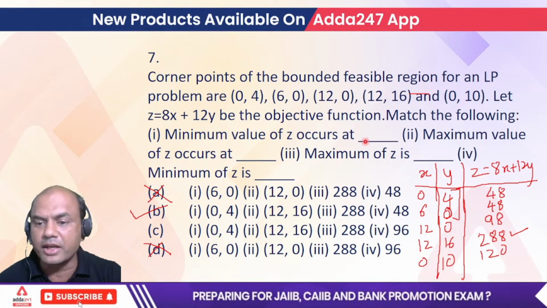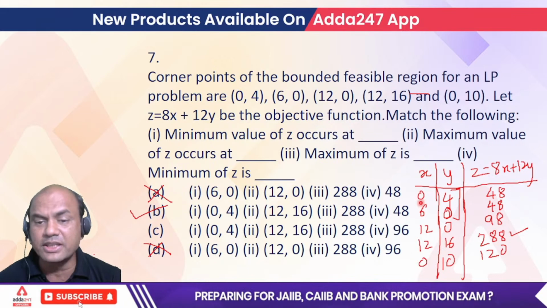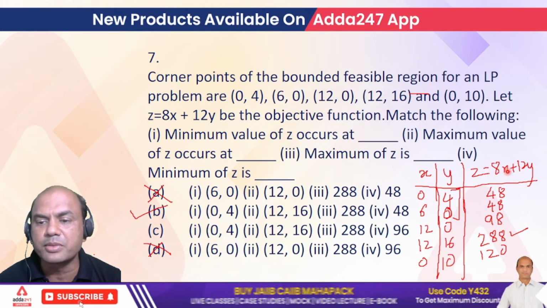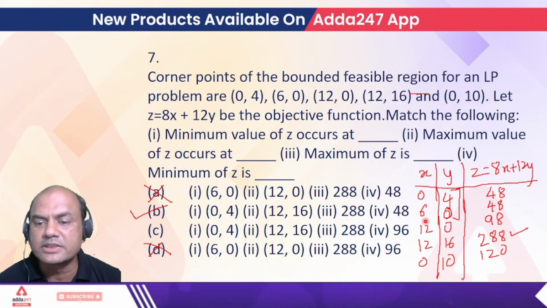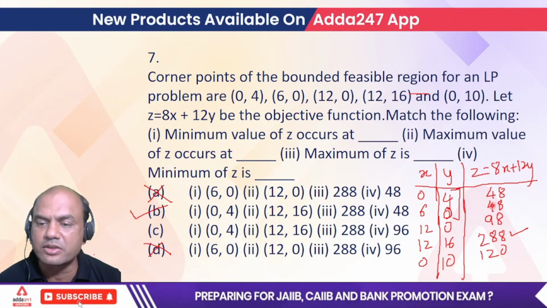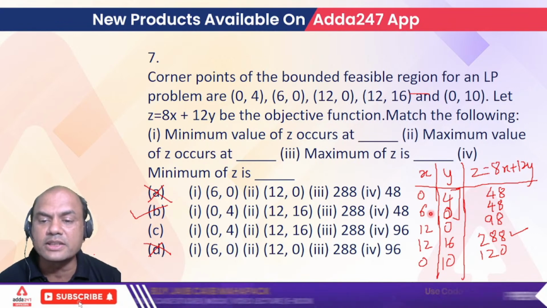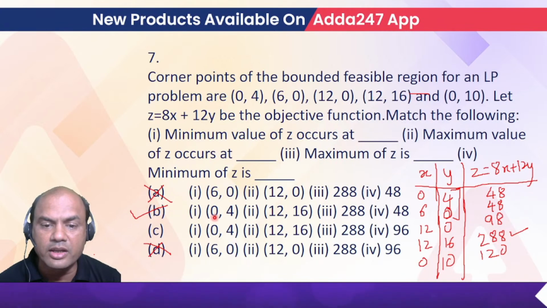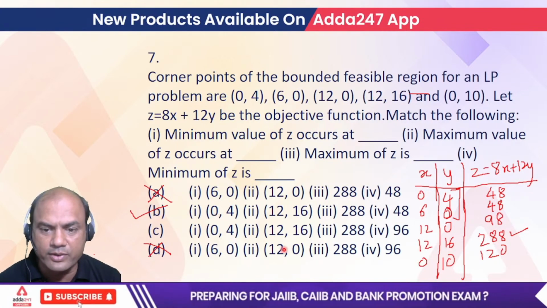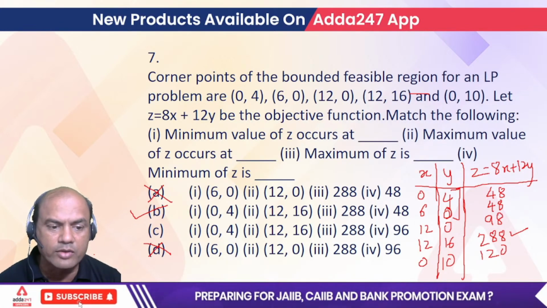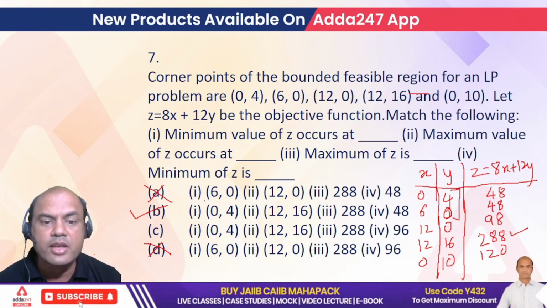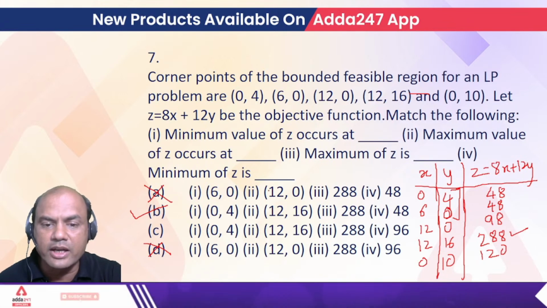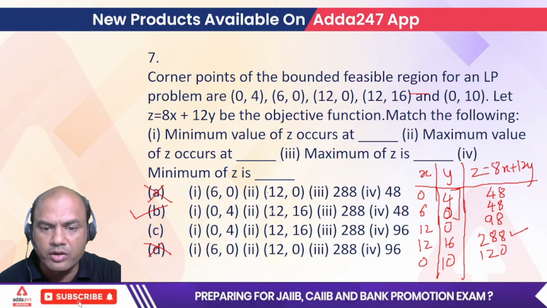The minimum value of z occurs at, and firstly you try it yourself. Are you getting it? So 8 into 0 plus 12 into 4, 48. 8 into 6 is 48 plus 12 into 0 is 0. Okay, so 0, 4 and 6, 0. These are the two values. Let's see if any of the options are given, or we'll make this option the correct one.